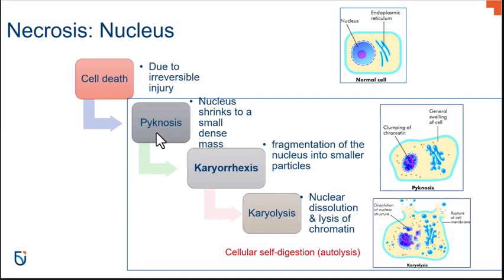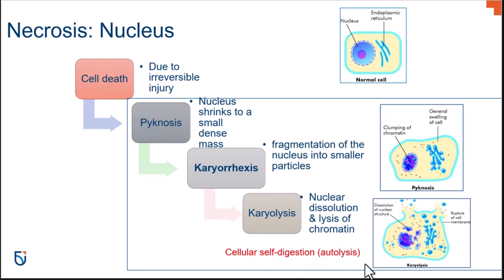The nucleus will begin to fragment into smaller particles, sometimes called nuclear dust, and this is a process referred to as karyorrhexis. In the later stages of necrosis, most organelles at this point are disrupted and karyolysis occurs. This process involves dissolution of the nucleus, nuclear dissolution and lysis of chromatin. Remember, chromatin is the material of which the chromosomes of organisms are composed, consisting of proteins, RNA, DNA.